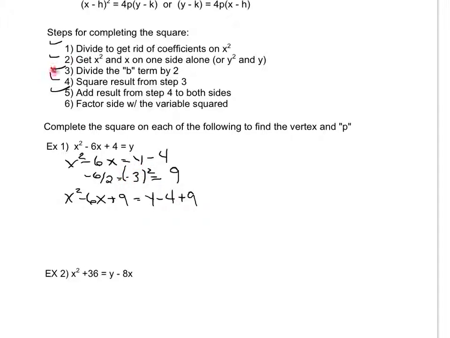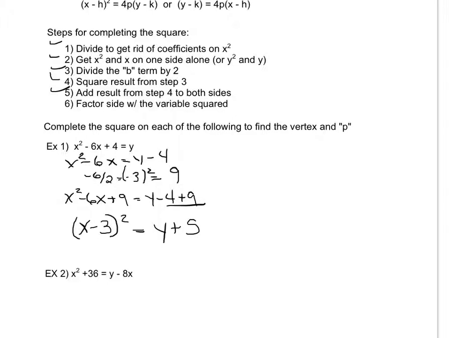So I will encourage you to do steps 3 and 4 individually, especially if you are dealing with a fraction, where it's difficult to determine what two numbers multiply to give you that fraction and add to give you another fraction. So I'm going to factor this to be x minus 3 times x minus 3, which is the same thing as x minus 3 squared. I can combine these and I get y plus 5.